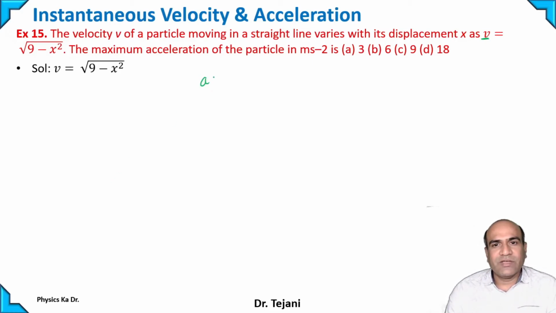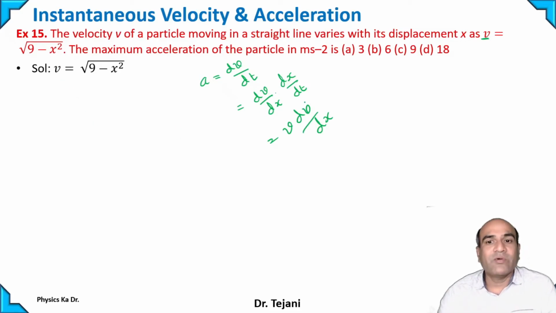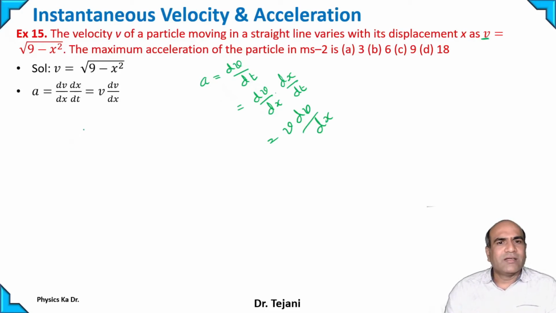We need acceleration. Acceleration is equal to dv by dt. It is not x, it should be t. Correct me. We need dx by dt here, and we can write v dv by dx. Now you can put the value of v here and differentiate, and you may get the answer. So this is one, we got it here. Now a very special thing is done here.